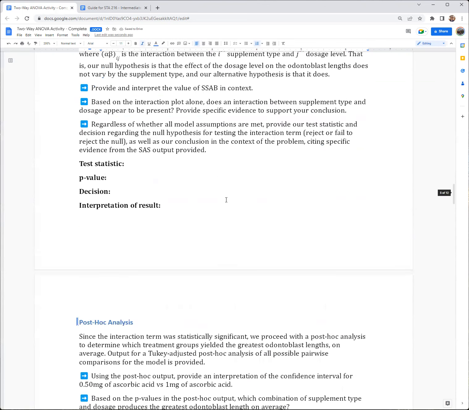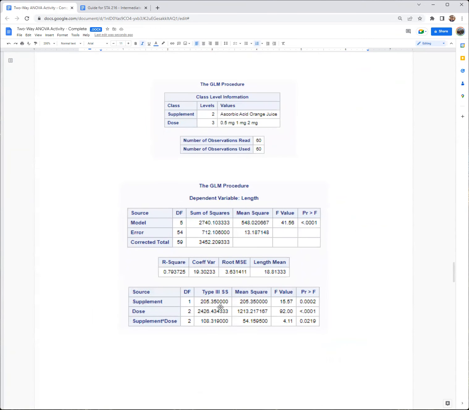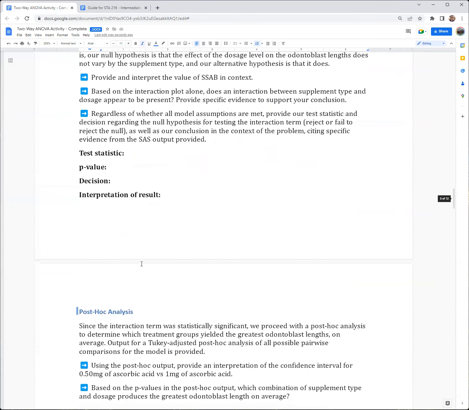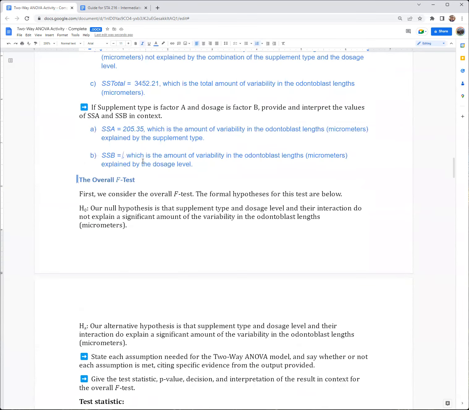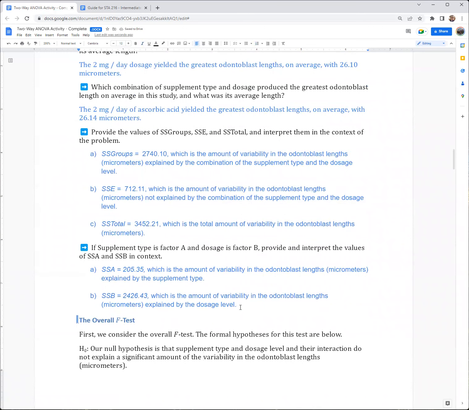And then SSB is right here, since factor B was the dosage level. So 2426.43. All right. So those are new for a two-way ANOVA as compared to one-way ANOVA, but that's how we can interpret those values in context.